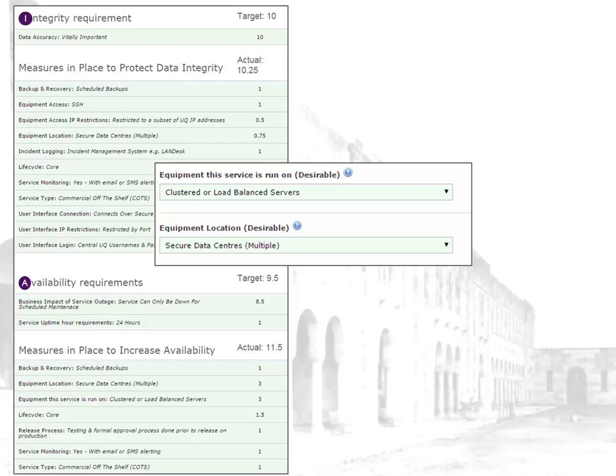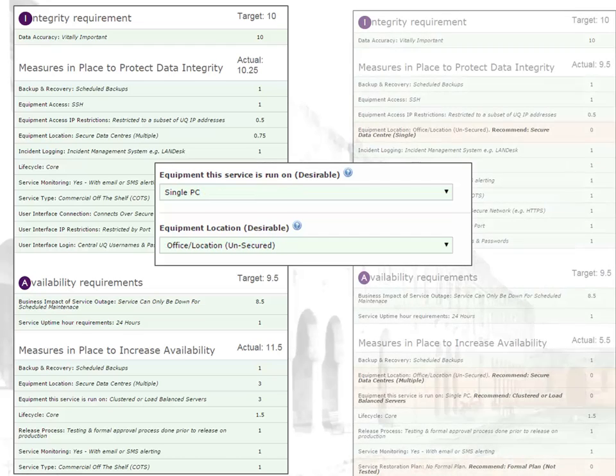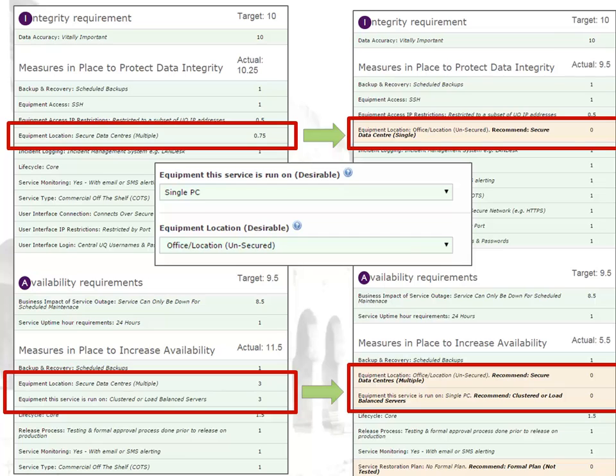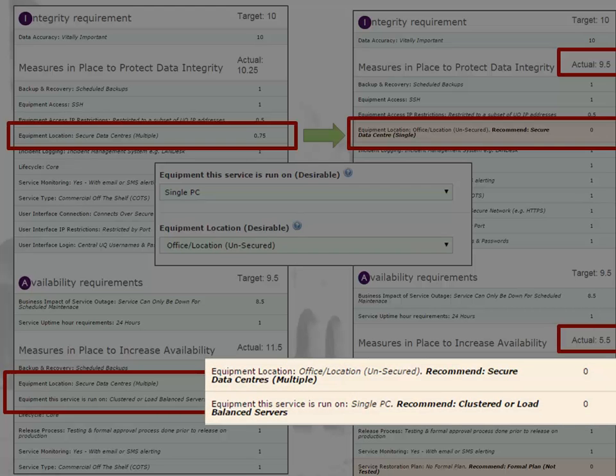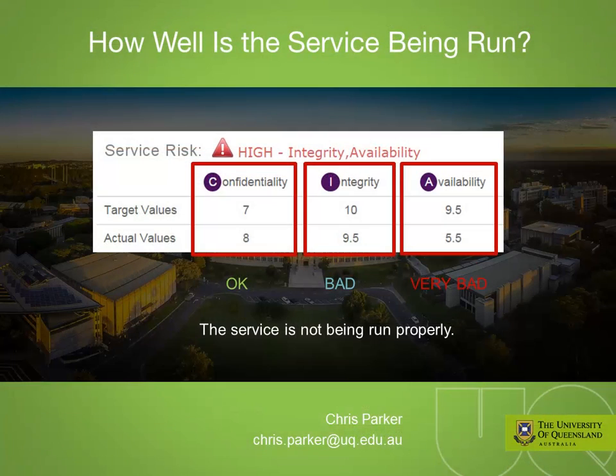Imagine, however, that instead of running Blackboard on clustered or load-balanced servers in secure data centers, I ran it on my PC, in my office. Then, there aren't enough controls in place and we aren't achieving our targets. ServiceView is able to recommend improvements of how the service could be run better. In this instance, we are not running this service well. Even if we aren't running a service well, it might not matter.